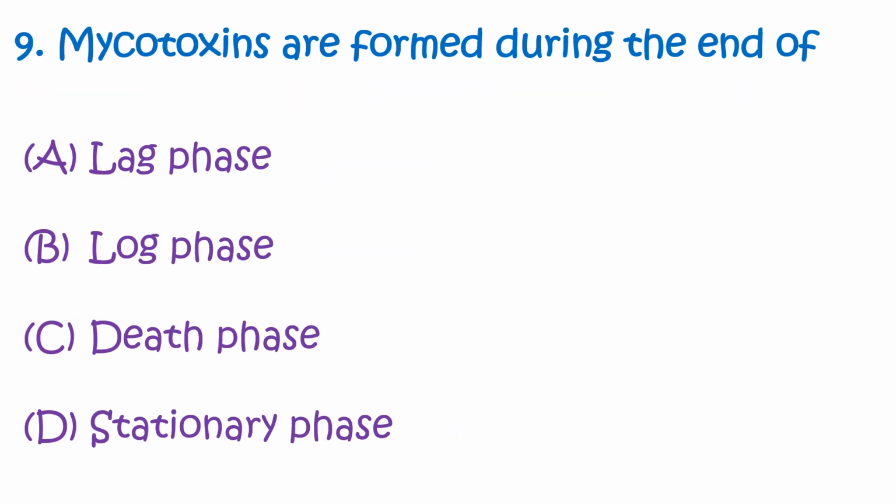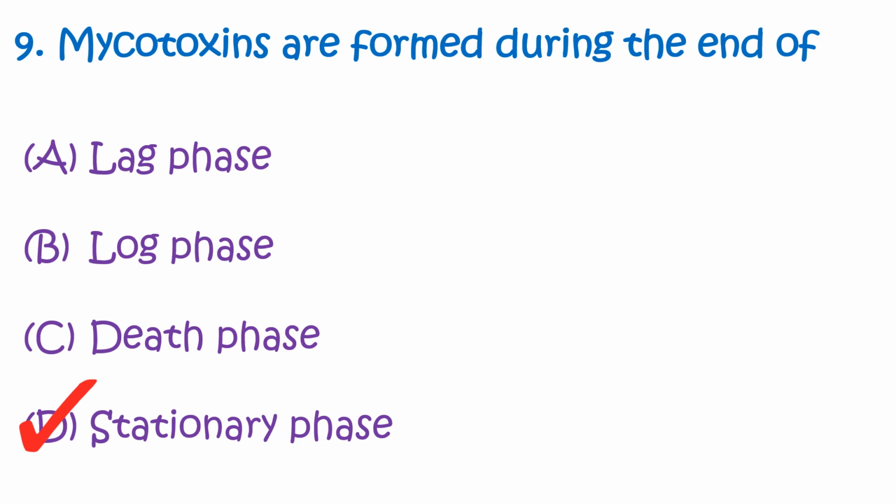Question number 9. Mycotoxins are formed during the end of which phase? So options are option A, lag phase, option B, log phase, option C, death phase, option D, stationary phase. And the correct answer is option D, stationary phase.